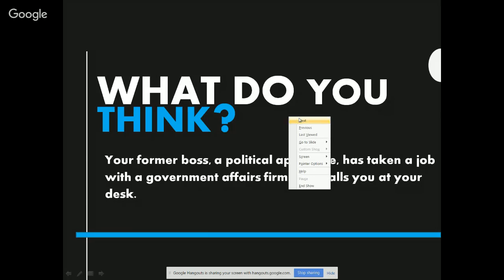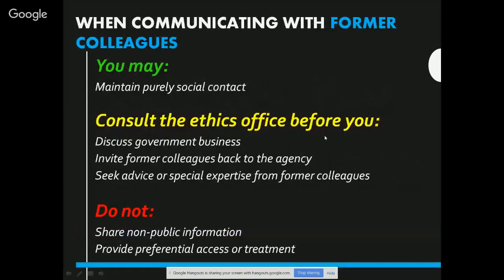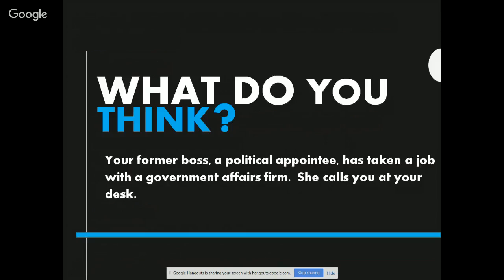And our goals are to make sure people understand they can have social conversations, that when they're discussing business or need something for an employee, they understand those are things where they might need assistance before proceeding, and they understand the hard prohibitions on sharing non-public information or providing preferential access. So we could get to those through this scenario.